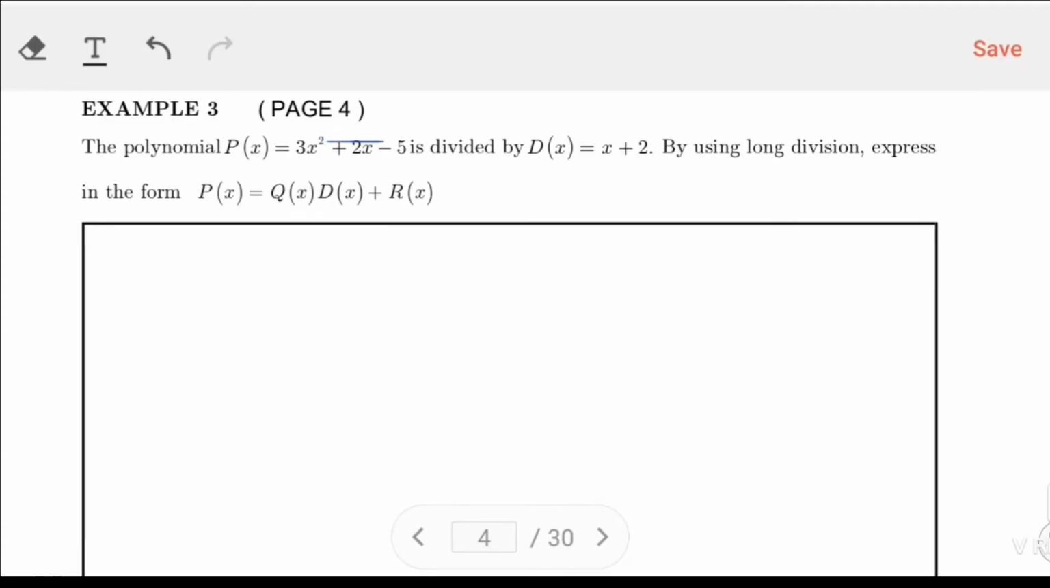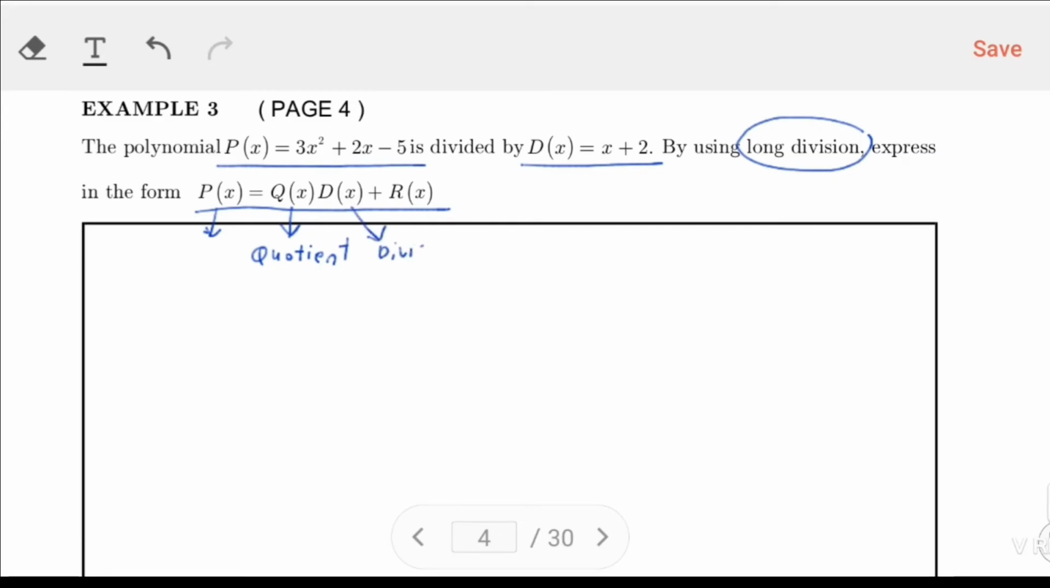Example 3 on page 4. The polynomial Px equals 3x squared plus 2x minus 5 is divided by dx equals x plus 2 by using long division, expressed in the form of Px equals Qx dx plus Rx. So Px is the polynomial, Qx is the quotient, dx is the divisor, and Rx is the remainder.